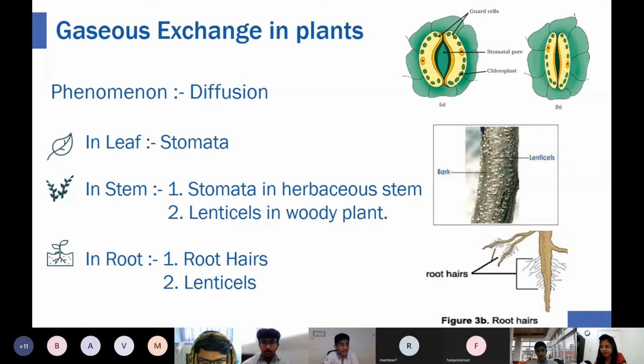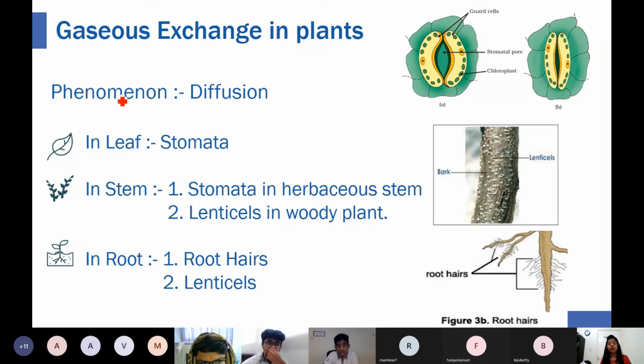Photosynthesis, preparing food. Transpiration. Respiration and photosynthesis. You mean that plants are also doing respiration? Yes, ma'am. Plants also require energy, just like us, and for that they are also doing respiration. But the respiration or the gaseous exchange in plants is very little.